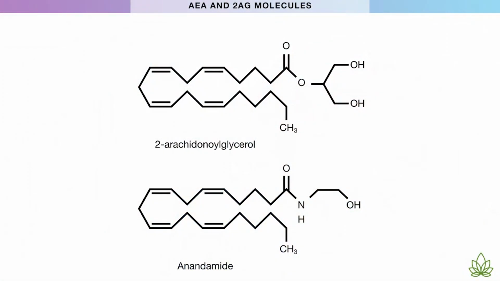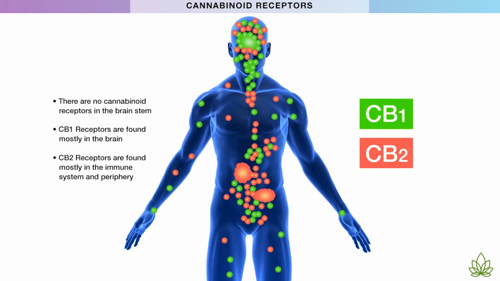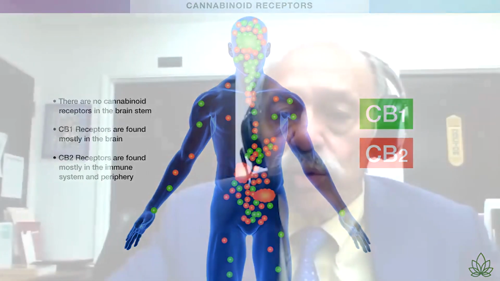The endocannabinoid system is arguably the largest neurotransmitter system in the human body. It contains a couple of neurotransmitters called anandamide and 2-AG. They affect some specific receptors called the CB1 and the CB2 receptors. The CB1 receptors are largely in the brain, but they can also be found elsewhere in the body. The CB2 receptors are largely in the immune system, and they too can be found elsewhere in the body.